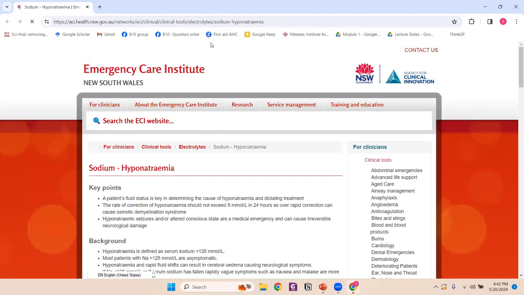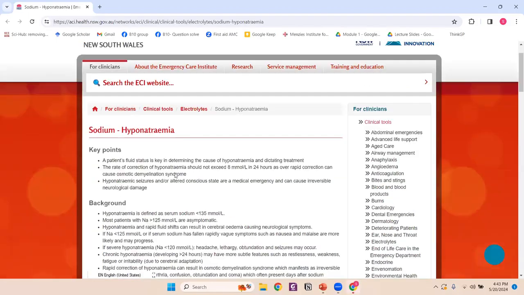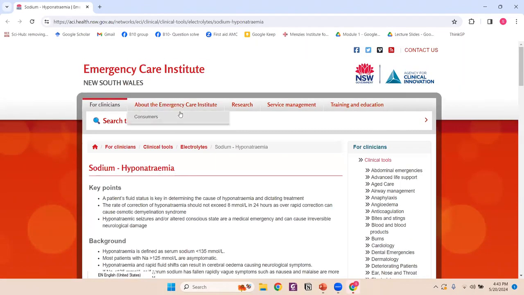Shouldn't the 3% be a bolus? Okay, let's see, there's a question. All right. Okay, so this is the reference. Here, this is your NSW emergency management resource. It actually has a very good reference for all the emergencies.